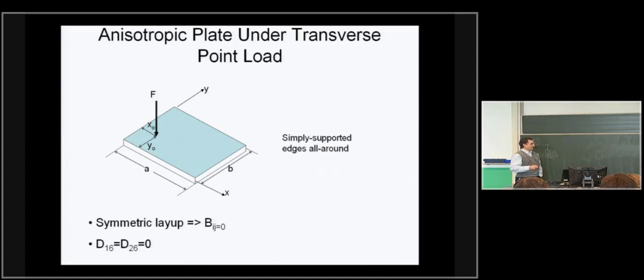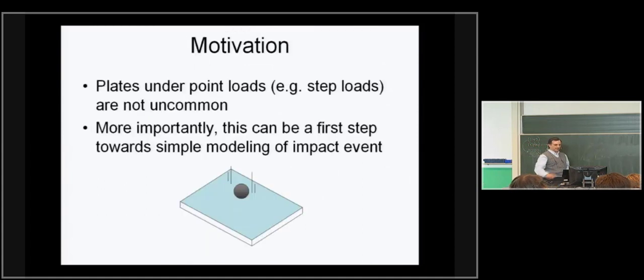We assume again a symmetric layup, so the B matrix is 0. We assume that D16 and D26 are 0. And why do we bother? Because, first of all, walking loads, step loads, especially if you have high heels, which concentrate the load, are essentially a floor with a point load.